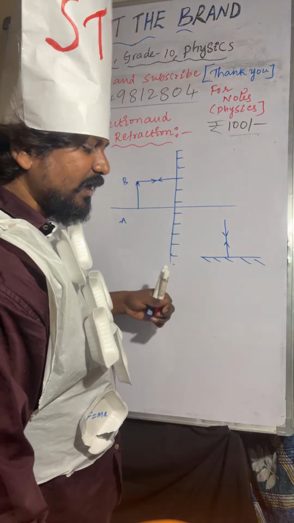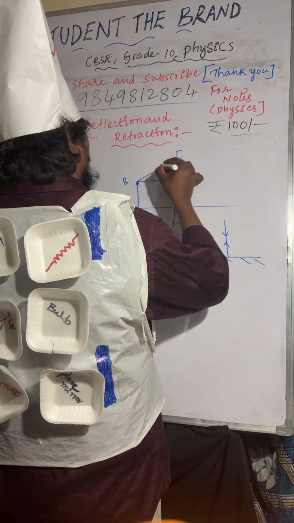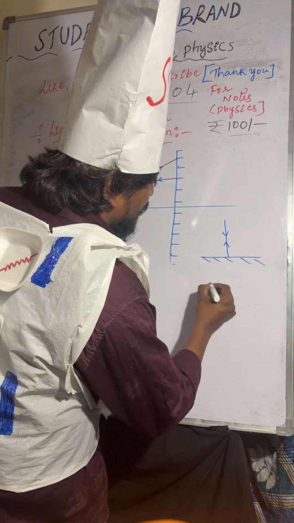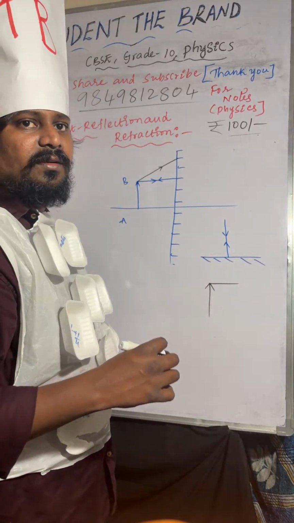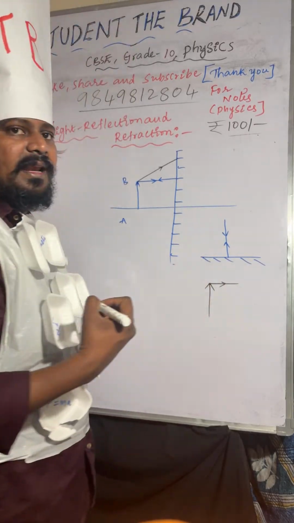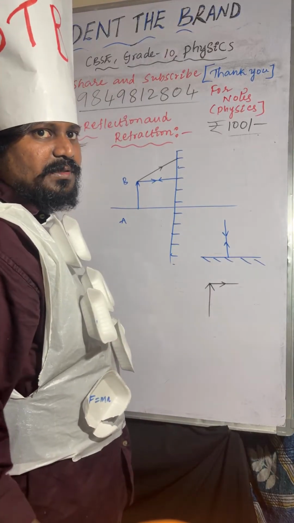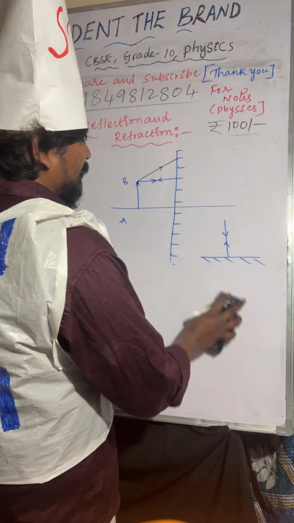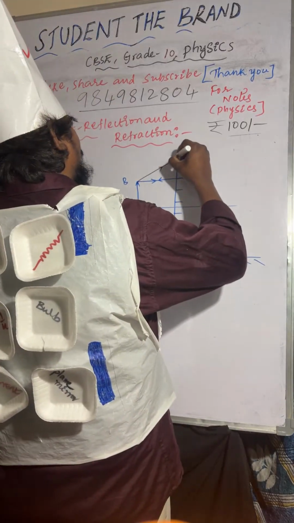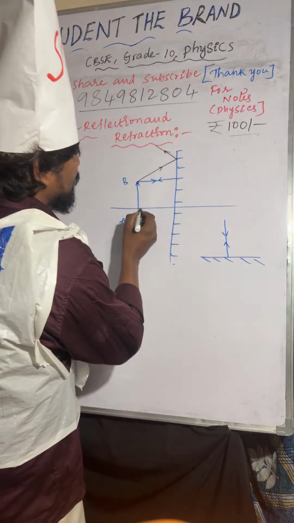So here I am taking one more light ray from this point, at the edge. From the tip of the object you have to draw the light rays. Here also I am taking it after reflection, so the light ray is moving away from it. And here also one more light ray.